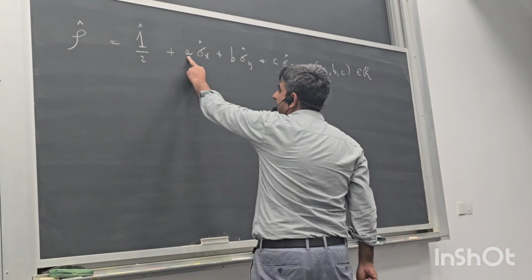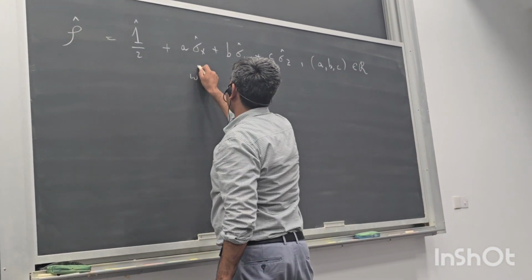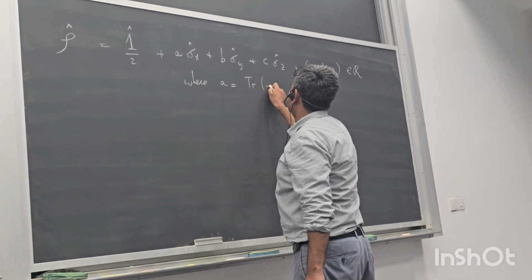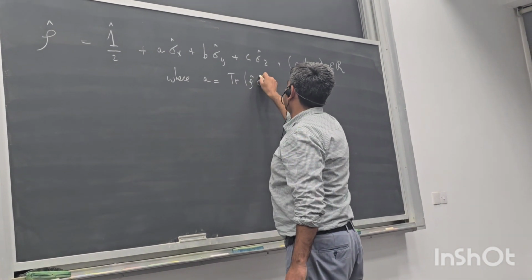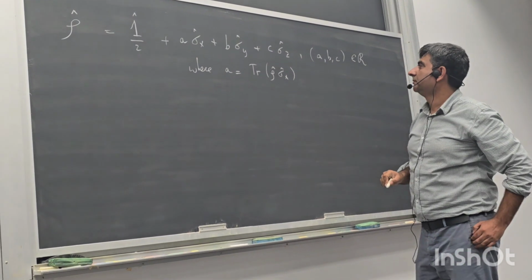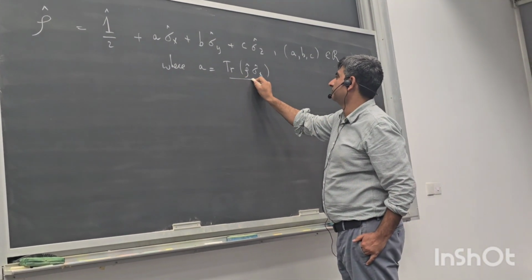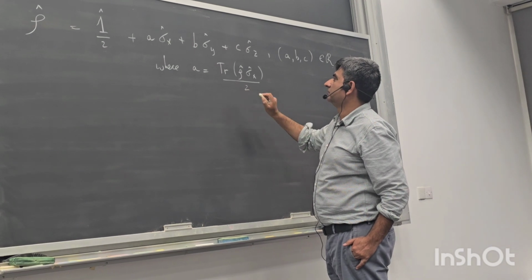where A is the trace of rho sigma x divided by the trace of sigma x square, which is 2.